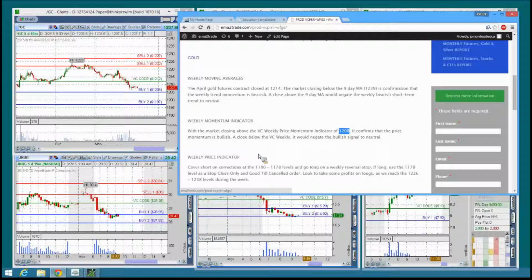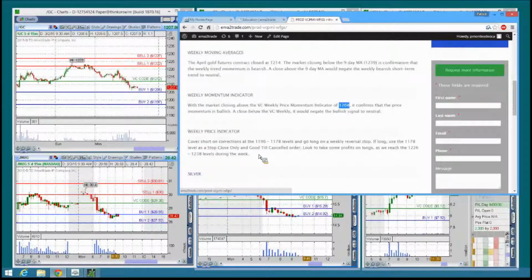At the same time, the algorithm gives you the choices that if the market comes back down below 1208, you can, if you want to, go short and cover the short positions at the 1196 to 1178 levels, and then reverse from here and go long. And if you reverse and go long, use the 1178 as your weekly stop.